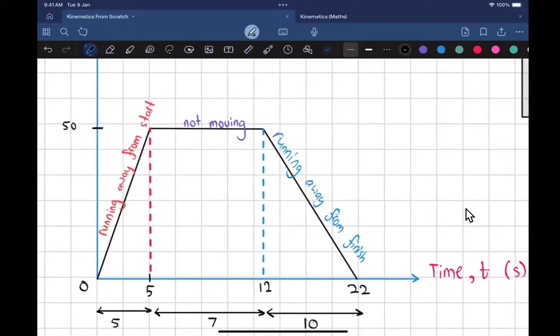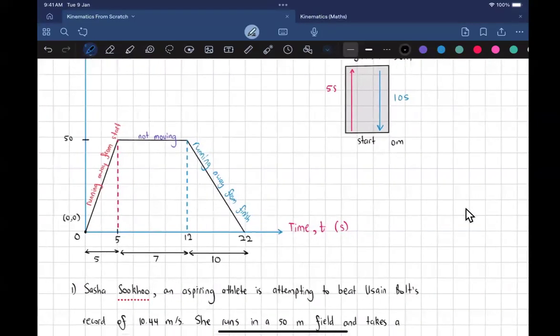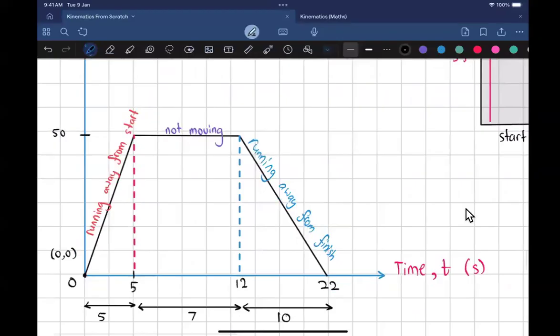Clearly, to find gradient, you need 2 points. So this runner, what did he start at? He started at 0, right? We would say that he started at 0, 0, because he started at 0 seconds, and if he started at 0 seconds, he hadn't moved yet. So that's 0, 0. You understand?